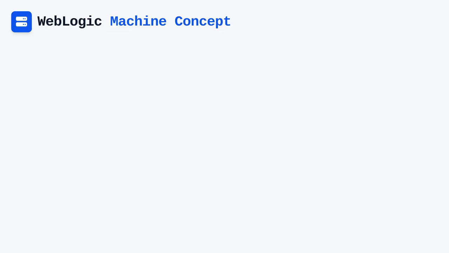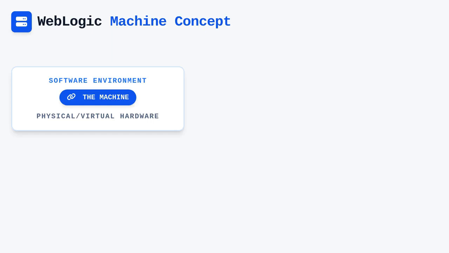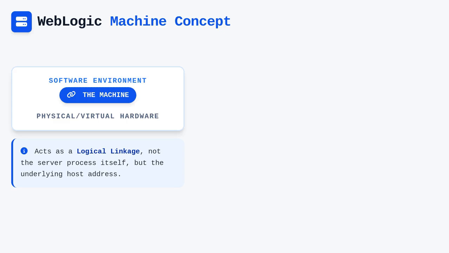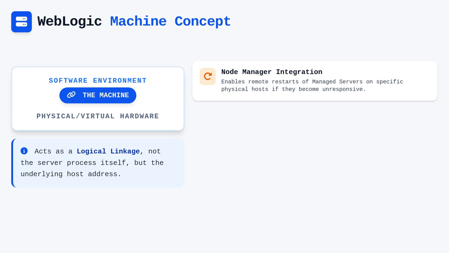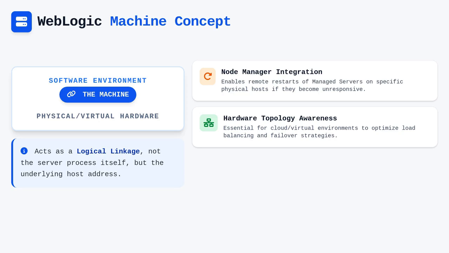The concept of a machine in WebLogic terminology acts as a logical linkage between the software environment and the physical or virtual hardware. A machine does not represent the server process itself, but rather the underlying host address where one or more server instances reside. This abstraction is vital because it allows the node manager to remotely restart managed servers on a specific physical host if they become unresponsive. By correctly mapping your managed servers to these logical machine entities, you enable the platform to be aware of the hardware topology.